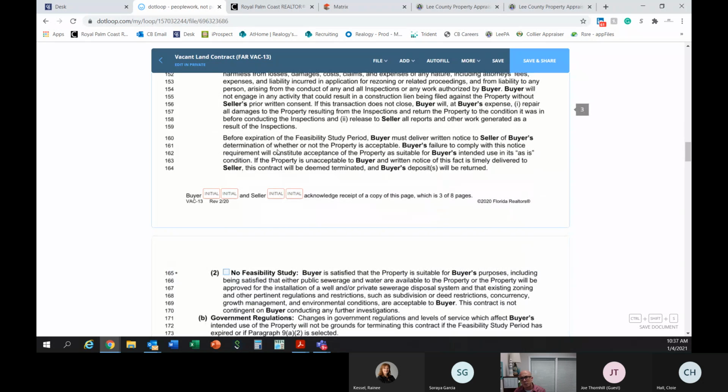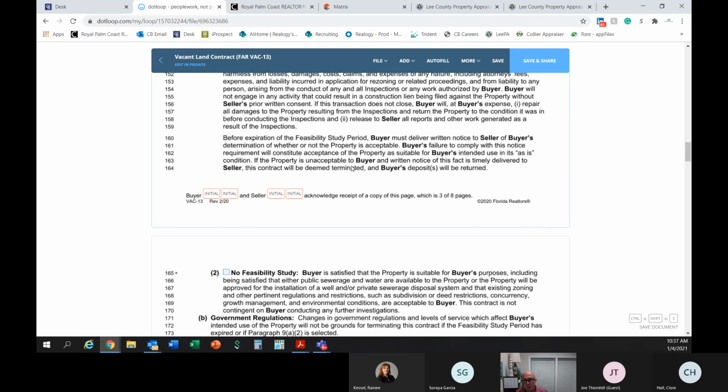Okay. Before expiration of the feasibility study, buyer must deliver written notice to the seller of buyer's determination of whether or not the property is acceptable. Okay, so if it's not acceptable, you must deliver written notice to the seller before the expiration of the feasibility study. Okay, and you also must deliver written notice if you find it acceptable. However, buyer's failure to comply with this notice requirement will constitute acceptance of the property as suitable for buyer's intended use in its as-is condition.